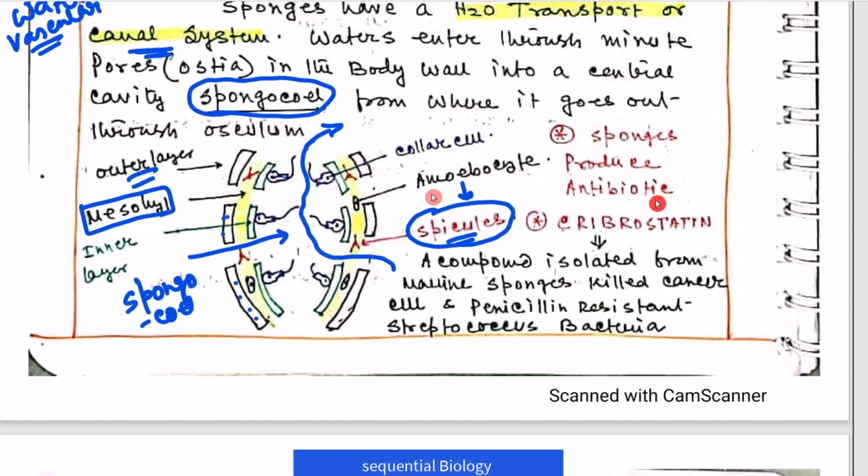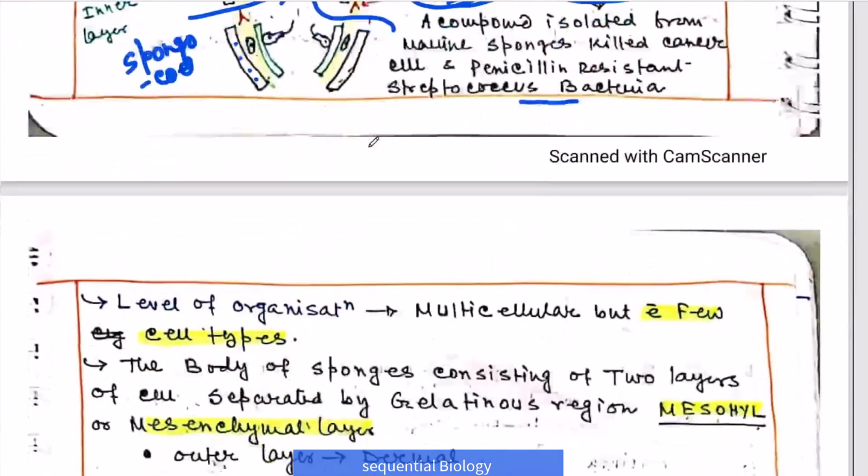Sponges produce antibiotics. This is extra information. And cribrostatin, what is cribrostatin? It is a compound isolated from marine sponges that kills cancer cells and penicillin-resistant Streptococcus bacteria. So cribrostatin is a compound, or chemical, isolated from marine sponges that kills cancer-causing cells and penicillin-resistant Streptococcus bacteria.